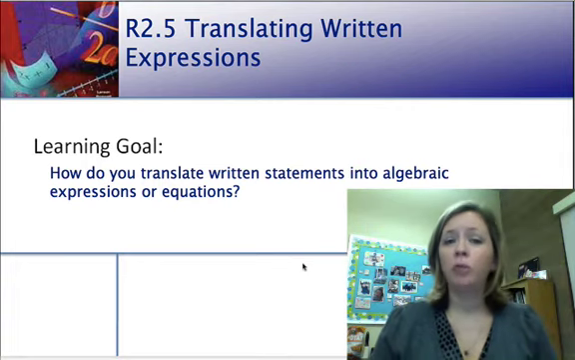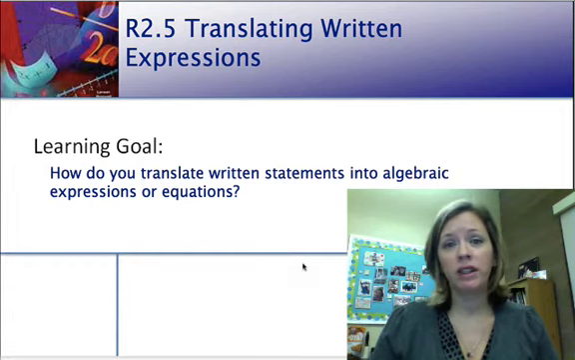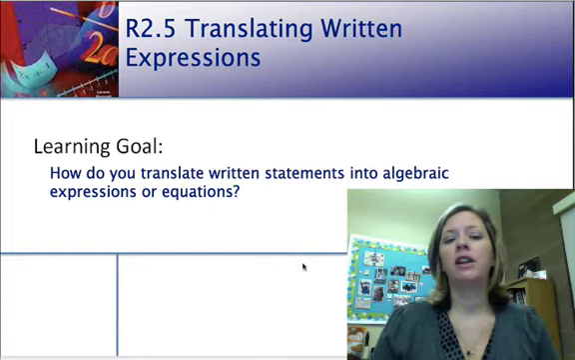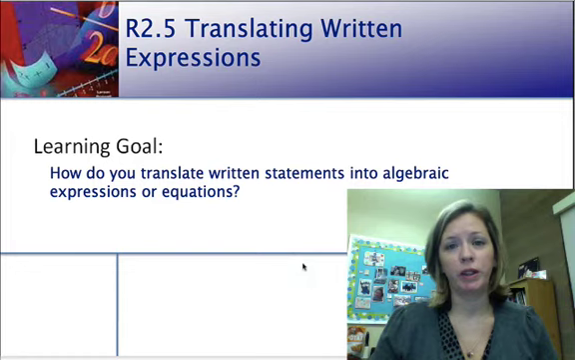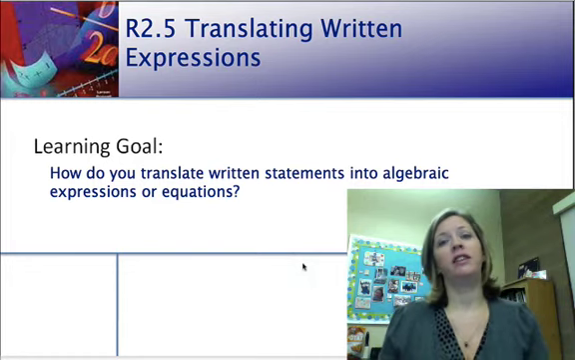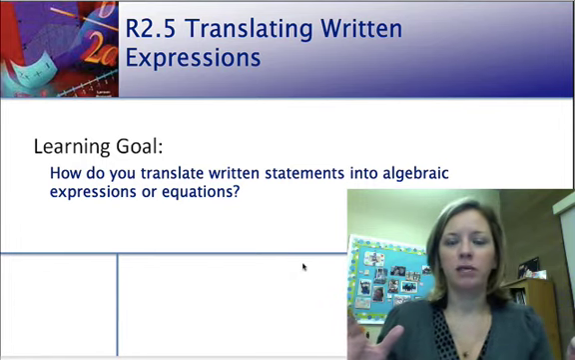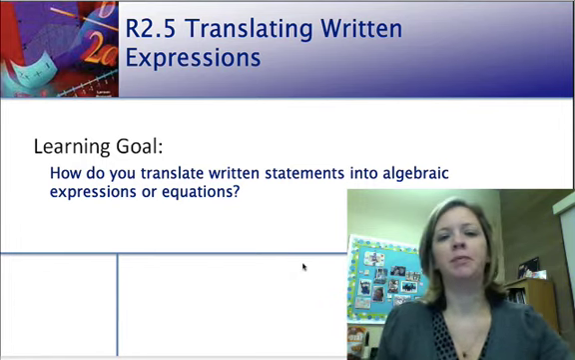This is section 2.5 in our second review unit. We're going to focus on translating written expressions. So our essential question for this lesson is, how do you translate written statements into algebraic expressions or equations? And this is one of the most difficult things in math sometimes, because this is the idea of taking what's in the word problem, translating it into the mathematical statement so that you can solve the problem.